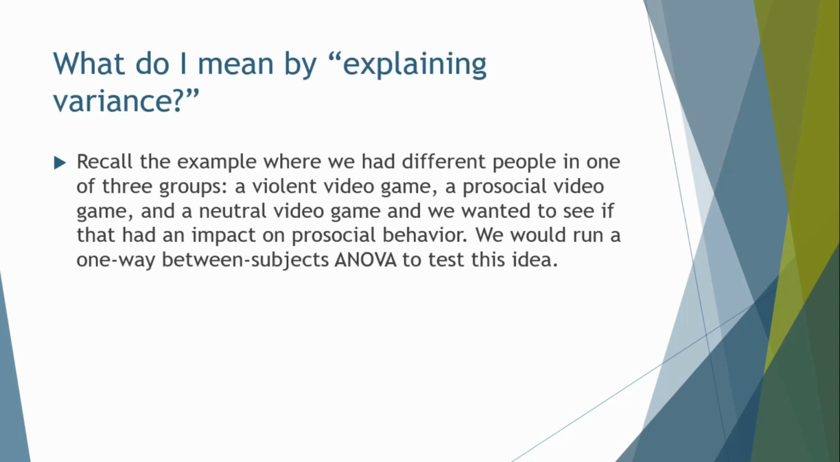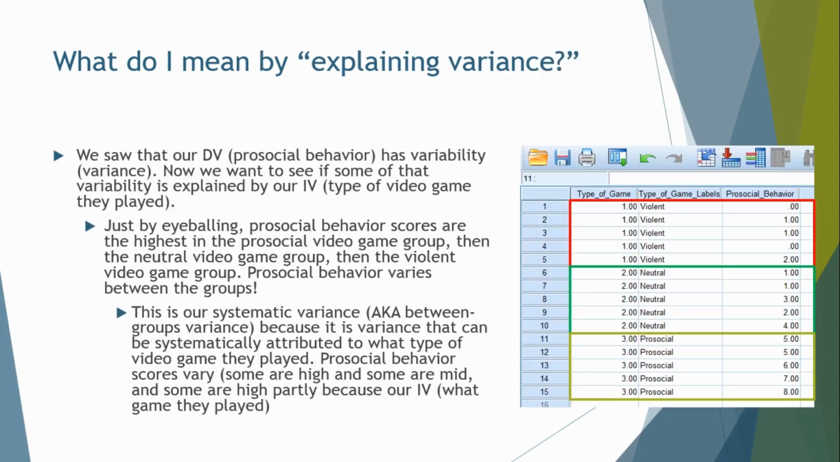So let's look back at that example. Remember, we had different people in one of three groups: a violent video game, a prosocial game, and a neutral game. So that was a between subjects one-way ANOVA because different people were in each group. And we were looking at how those different video games affected prosocial behavior. So how many times they did nice things, right? And you would have maybe a researcher observe them and record them. Like how many times did they compliment someone? How many times did they help someone? How many times did they share?